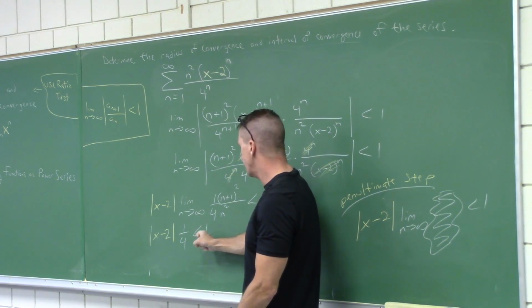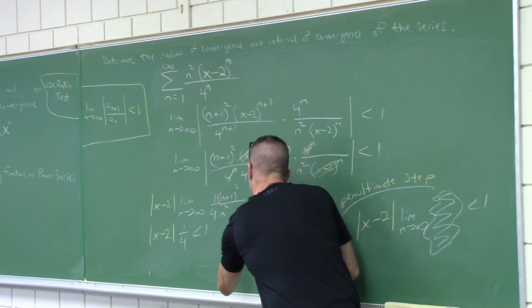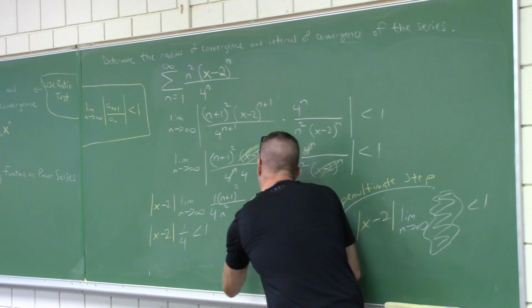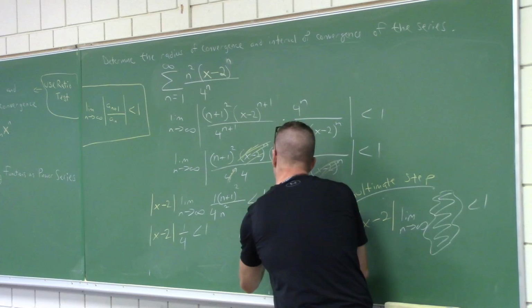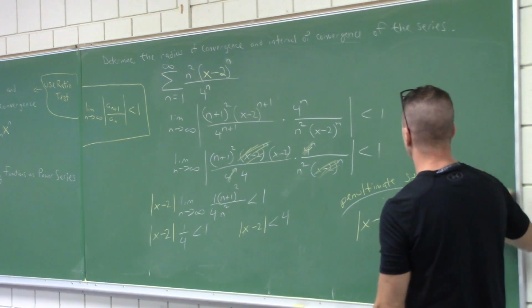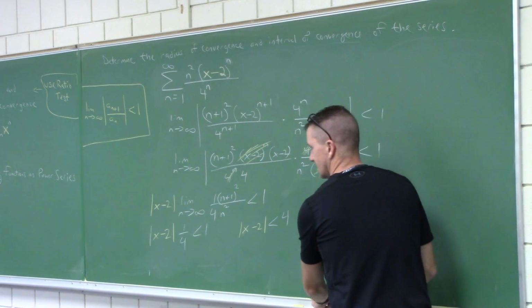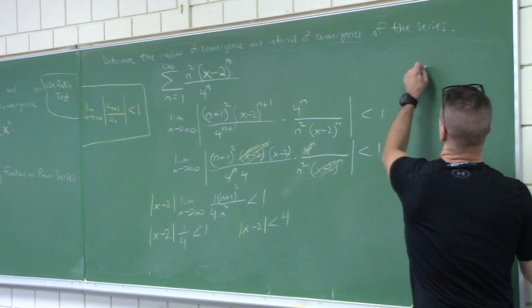But when you divide a 1/4 from a 1, what happens? You get absolute value of x minus 2 less than 4. So I'll erase this, everyone. I know the radius already. The center is not 0 anymore.